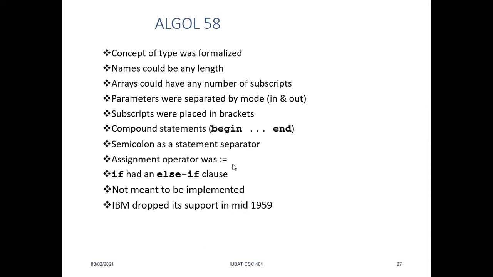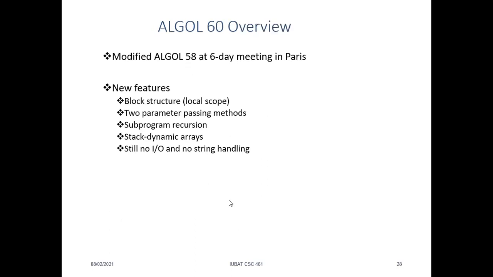They introduced an assignment operator for all the cases. We had if and else if clauses, and it was not meant to be implemented. That is the interesting part, because they were trying to develop a programming language so that all the scientists could communicate or exchange algorithms. So it was more like a pseudocode approach, not an actual program. And after 1959, IBM dropped its support, saying ALGOL is not working.